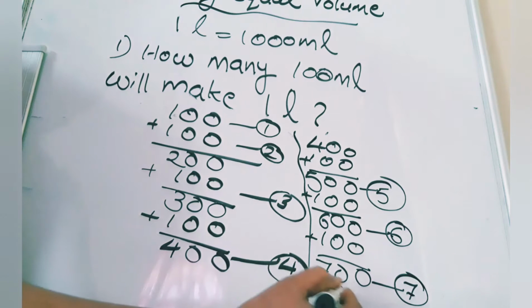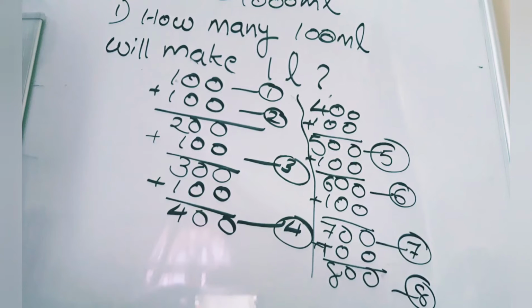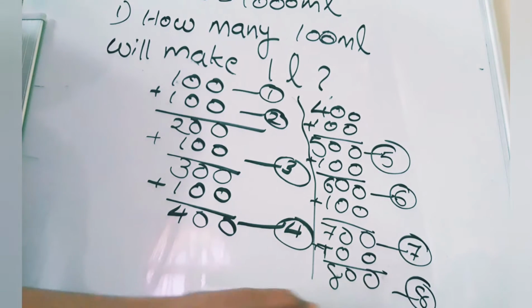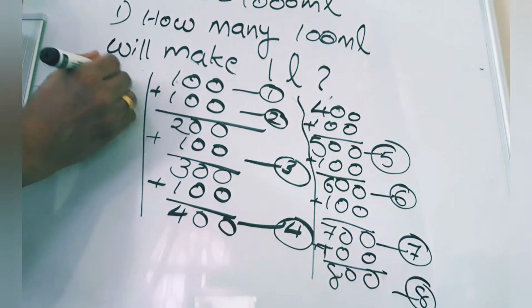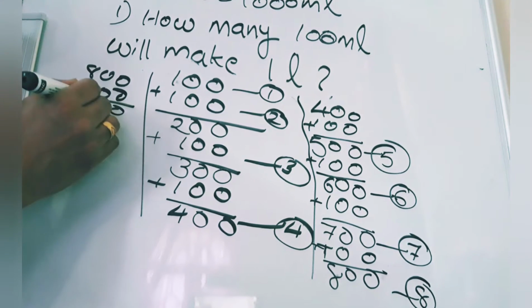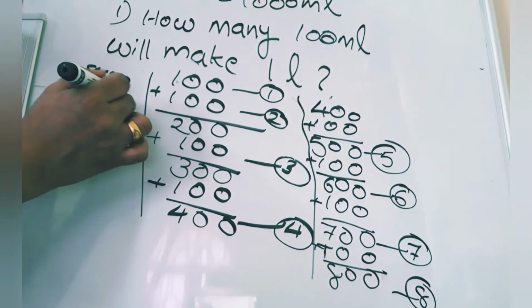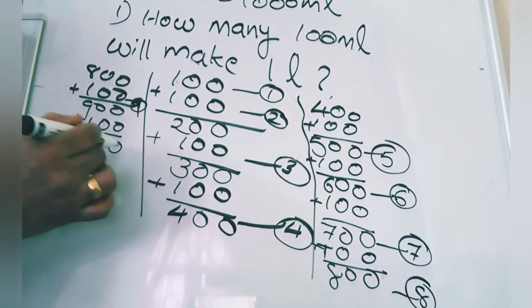700. Then 800. This is 8. 800 plus 100. 800 plus 100 is 900. Right? Here no space. Shall I rub this and write? No, you may have confusion. I am going to write here after this 800 plus 100. So it is 900. So now again 900 plus 1. So here what? 9 times. Okay. Here 9 times. Here 10 times.